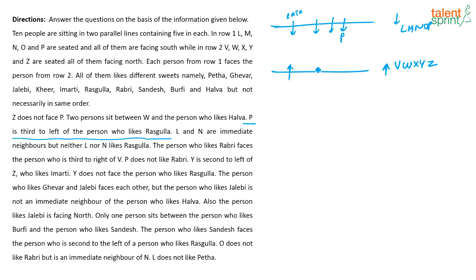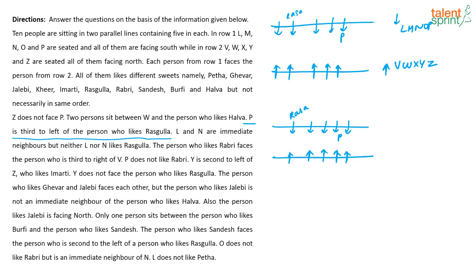So obviously I know there are 4 people facing them here. Now the fifth person can either be here or on this side. We don't know. So that will give rise to 2 possibilities, right? So here I have 1, 2, 3, 4. This is P, I know for sure. This is the person who likes Rasagulla, and either the other people will come here or they have to be here, right? This is going to be the case.